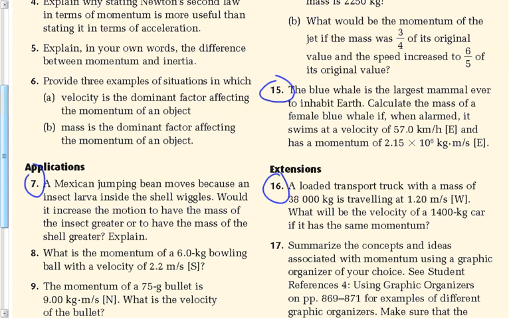A Mexican jumping bean moves because an insect larva inside the shell wiggles. Would it increase the motion to have the mass of the insect greater or to have the mass of the shell greater? Only one person said they needed that question gone over, so that means that the rest of you must have an answer to this question. What's the answer to the question, Cameron? Yeah, that's exactly it. It says the little thing in the center because that's the thing that gives it the momentum. Yeah, it's a good answer.